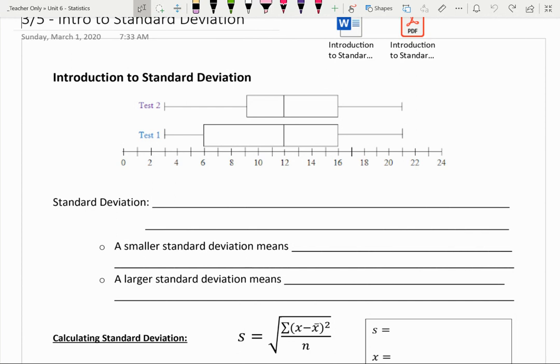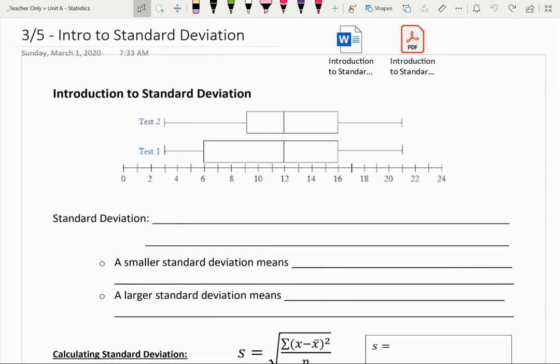So, yesterday we talked about basic statistics that you knew from middle school and ninth grade. And today we're going to explore another option called standard deviation. So, first, to think about why we need some other kind of measure here, take a look at these two box plots representing test scores. Perhaps it says test 1 and test 2.